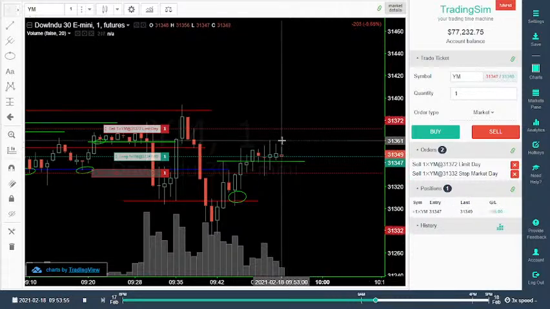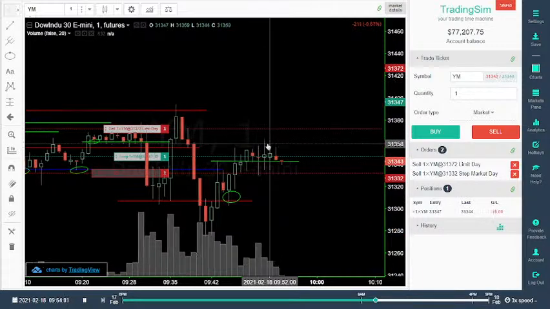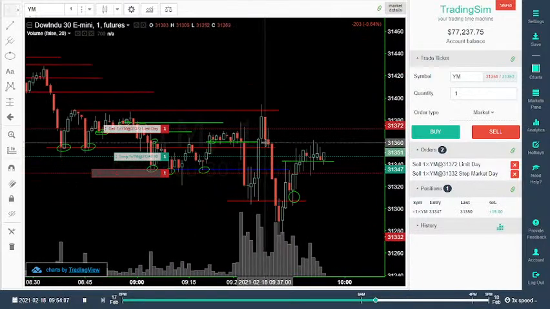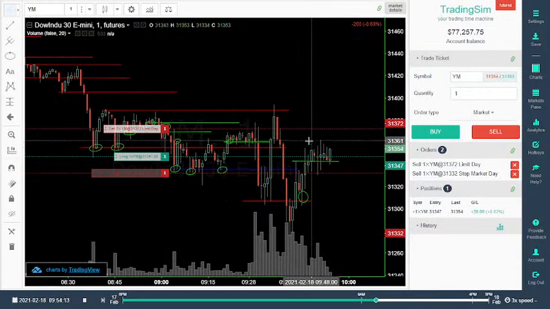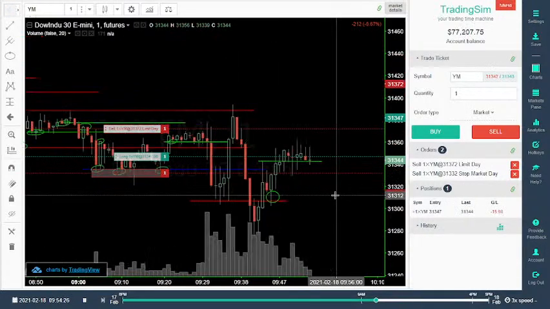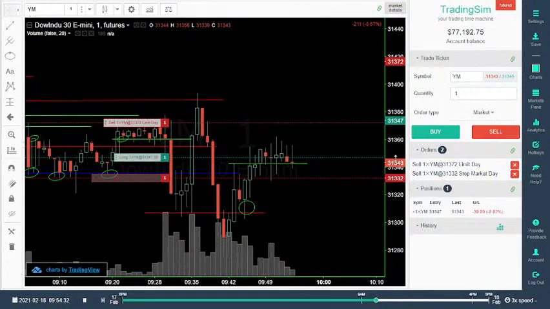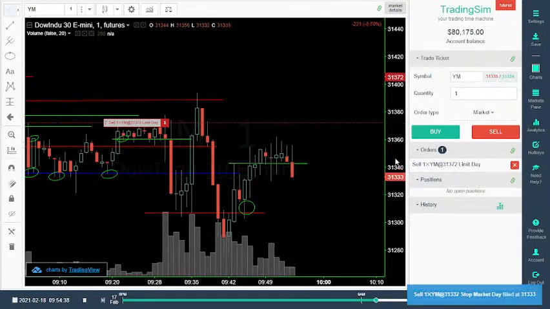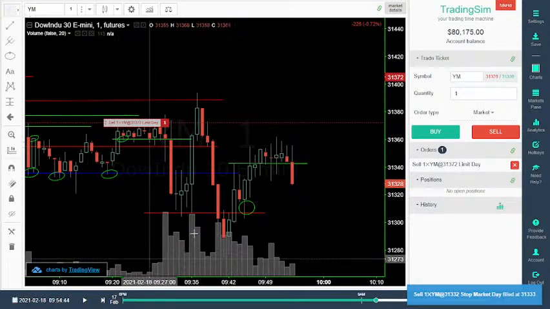It's pretty much having trouble breaking past these wicks at the top side, which makes sense because if we look at where that's at, a previous level that used to be a higher low is now acting as resistance. So let's see how this plays out. All right, so that trade got stopped out too.